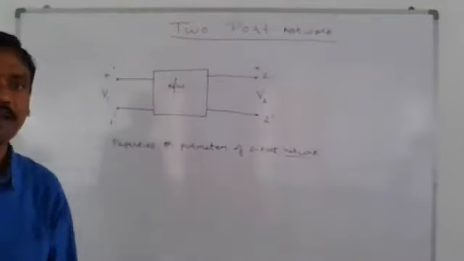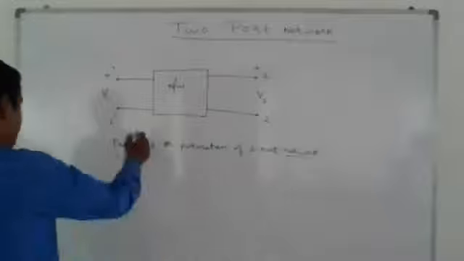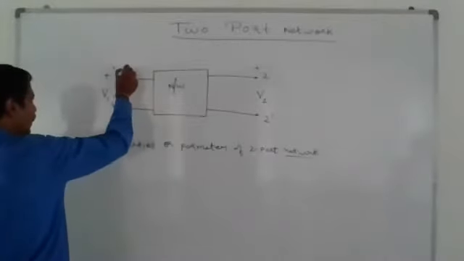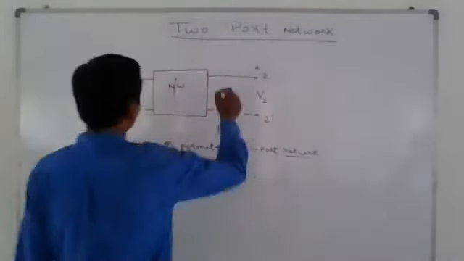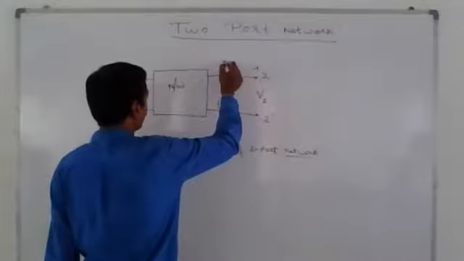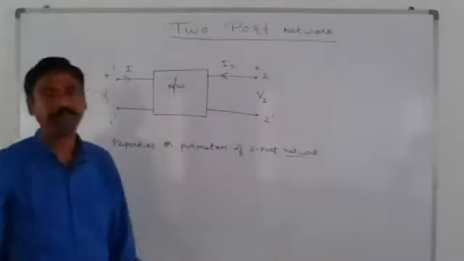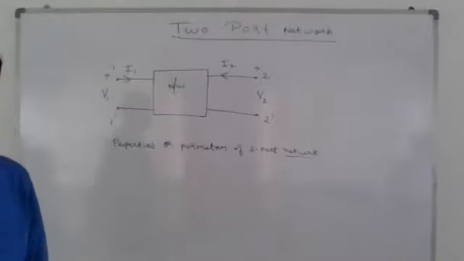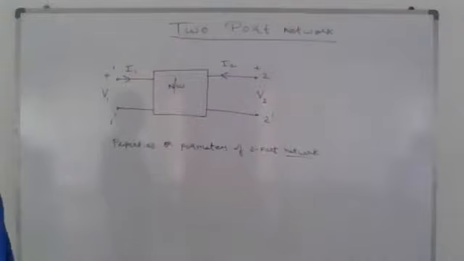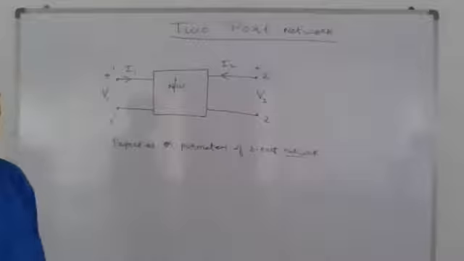Then currents. What is the value of currents? Current is also a variable. I am assuming this as I1. Current entering in port 1 is I1. And in port 2 also I am assuming current entering, I2. In port 2 also, the standard notation is current is entering, and it is I2. These are the 4 variables which always vary.